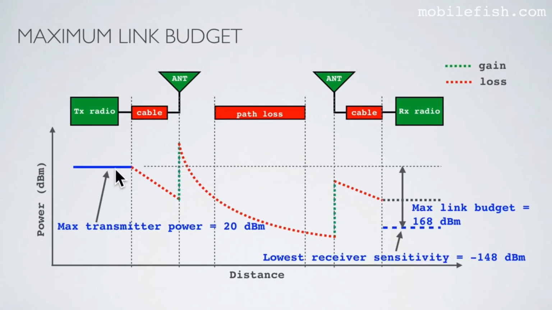This is the maximum transmitter power, which is 20 dBm. And this dotted line represents the lowest receiver sensitivity. In this example, it is minus 148 dBm. The maximum link budget will be 168 dB.